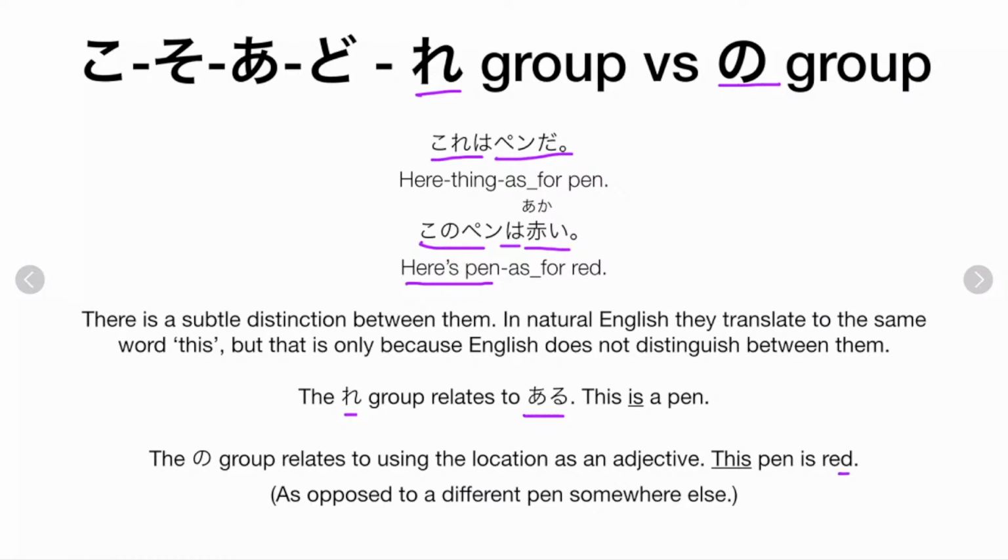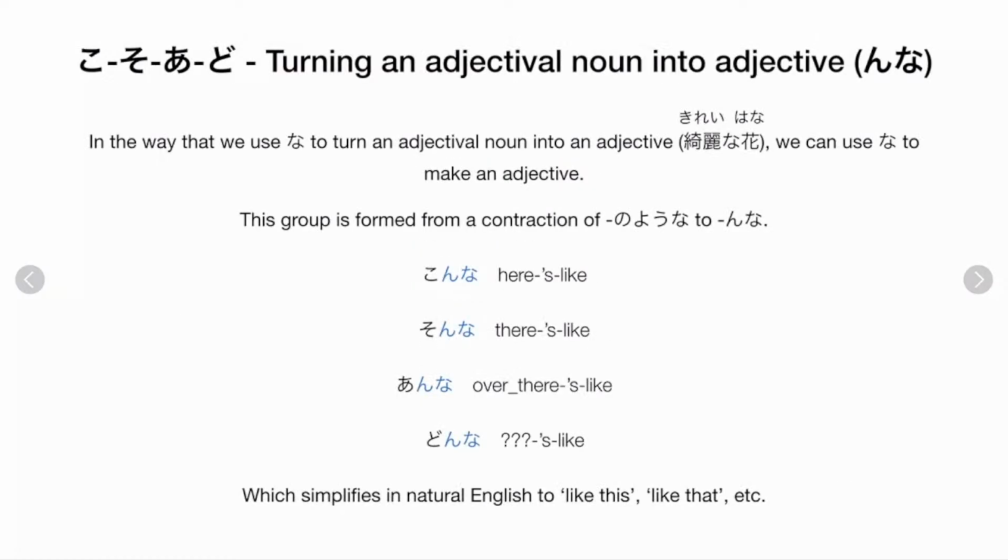So from the kore, sore, are, dore group being related to aru, you get that it has to be about the pen, right? When you say kore, you're talking about this thing, and you talk about it. If you say kono, it's an adjective. So it's like, well, this pen is, and what you say about it, as opposed to this is, and whatever it is.